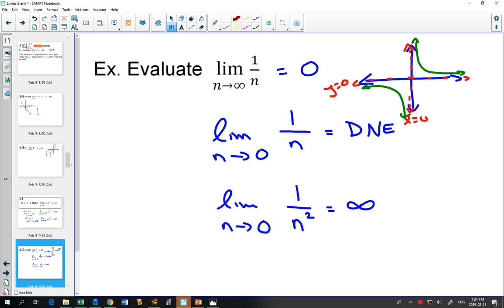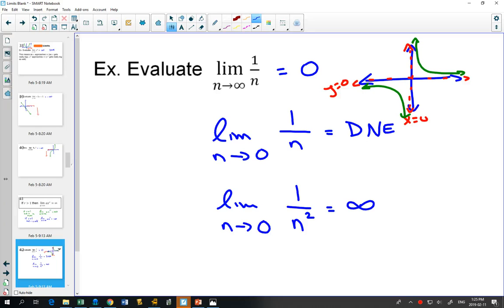Now, from this graph, we can see the first answer, the limit as n goes to infinity. As our values get really, really big, the green graph gets really close to 0. The second one, as n gets close to 0, can you see from the left it goes down to negative infinity, but from the right it goes up to positive infinity. So since one side is going to negative infinity and the other side is going to positive infinity, we would say that the limit does not exist.